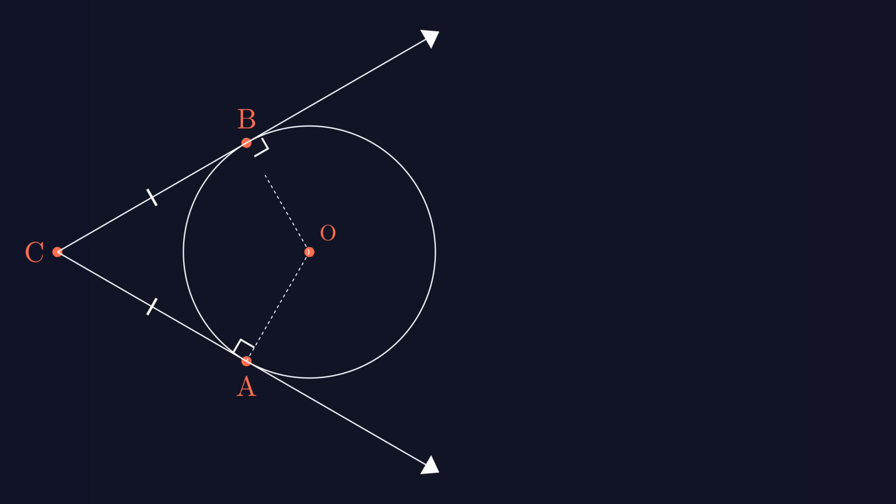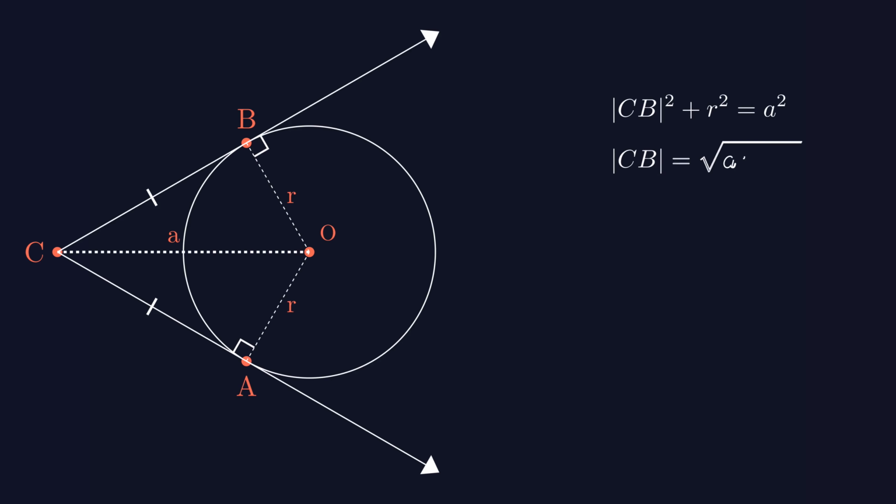The lines drawn from the center to the points of tangency form right angles. If we also connect points O and C and call the radius r and the length of OC as a, then by the Pythagorean theorem, we get CB squared plus r squared equals a squared. Solving for CB gives us its length. If we do the same calculation for the triangle on the other side, we'll find that CA equals CB.